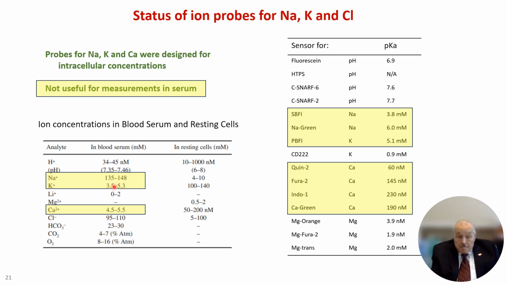Let's look at sodium and potassium. Sodium in blood serum is about 140 millimolar. Sodium in resting cells is around 4 millimolar. So that's where the sodium probes are centered. So we don't have them for the blood chemistry. A similar thing happens with calcium. The calcium concentration in blood serum is really quite high, about 5 millimolar. The calcium concentration in resting cells is on the order of nanomolar. So all of the calcium probes have their binding constant centered in the nanomolar range, because that's what is needed for the intracellular chemistry.